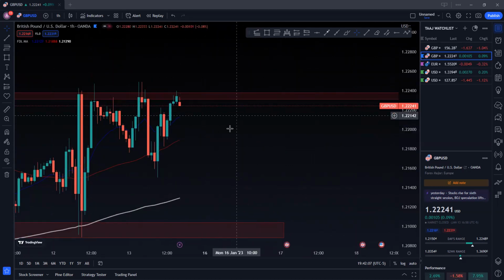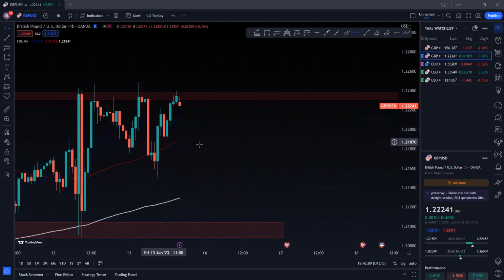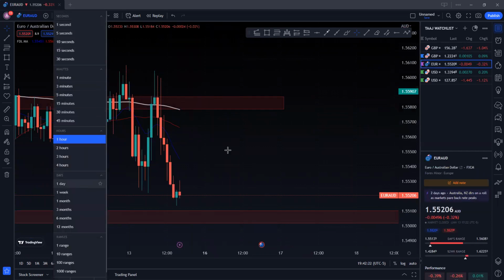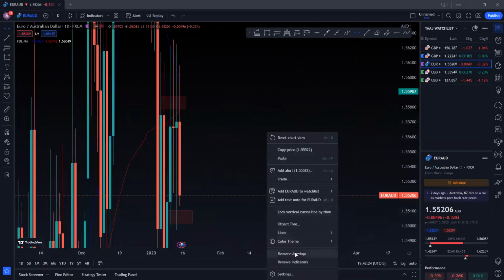So overall, GBPUSD, I will look for the long positions, and that depends on how the price will reject these zones here. And I'm gonna go to the EURAUD. I'm just gonna go to the daily.